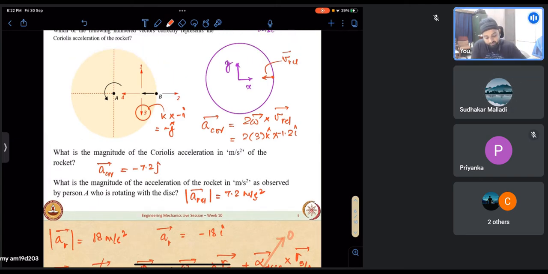I'll try to substantiate. The idea behind asking this is that a disk is rotating. Now, when such things happen, what will be the relative acceleration with respect to some point in the disk? How we can substantiate that easily is by placing an observer there. The observer may not have a velocity, that's fine. But if the person is fixed to that frame, there is no relative motion between the person and the frame. So naturally, the person has to follow the same motion as the disk.